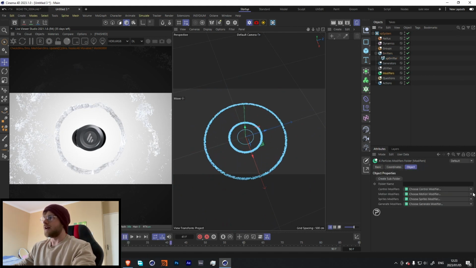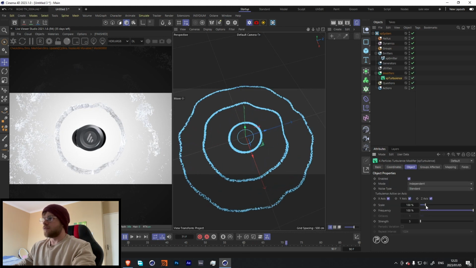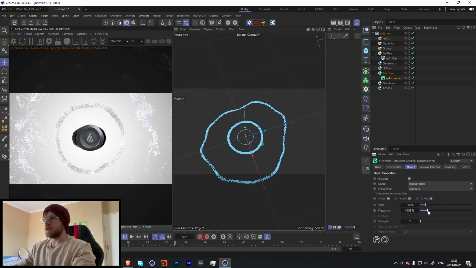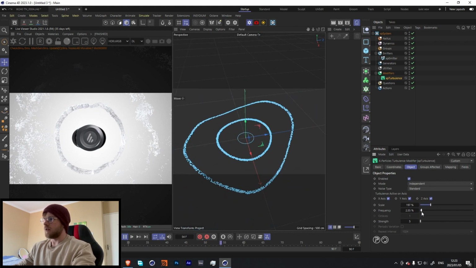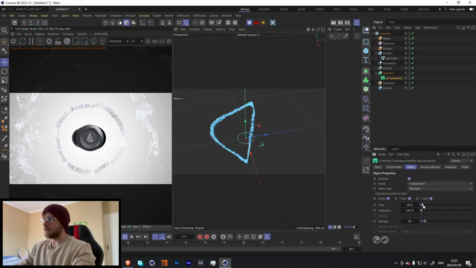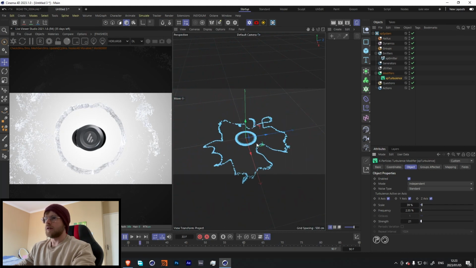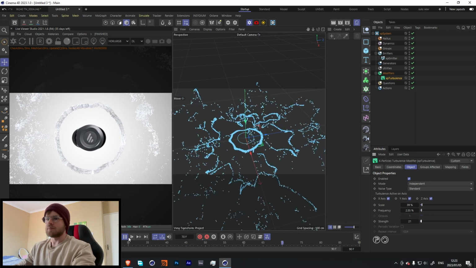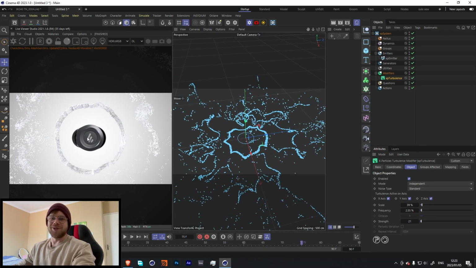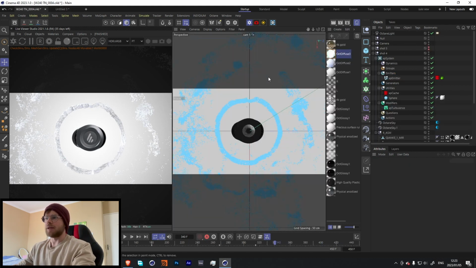Cool. And then from there, I literally just added a turbulence, and I think I just made it a little bit smaller. Why is it strength and scale? And then yeah, it was just kind of that. Super simple, but it gave us a really cool look, and in my opinion, that's really all that matters.